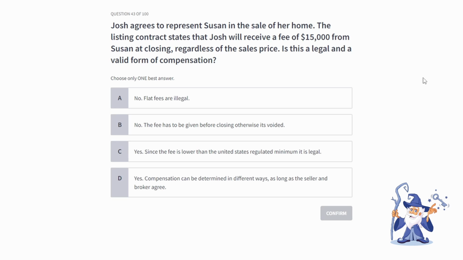Okay, question 43. Josh agrees to represent Susan in the sale of her home. The listing contract states that Josh will receive a fee of $15,000 from Susan at closing, regardless of the sales price. Is this a legal and valid form of compensation? And it gives us 4 options. A, no, flat fees are illegal. B, no, the fee has to be given before closing, otherwise it's voided. C, yes, since the fee is lower than the United States regulated minimum, it is legal. And then D, yes, compensation can be determined in different ways, as long as the seller and broker agree. So take a moment to think that one over and come up with your answer.